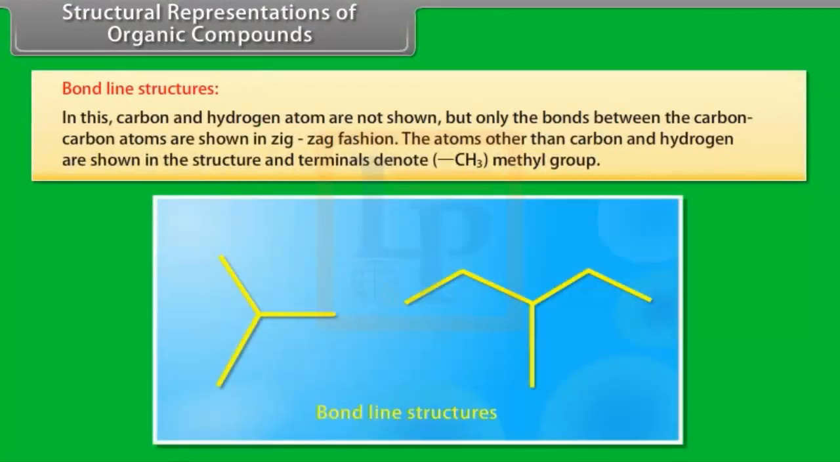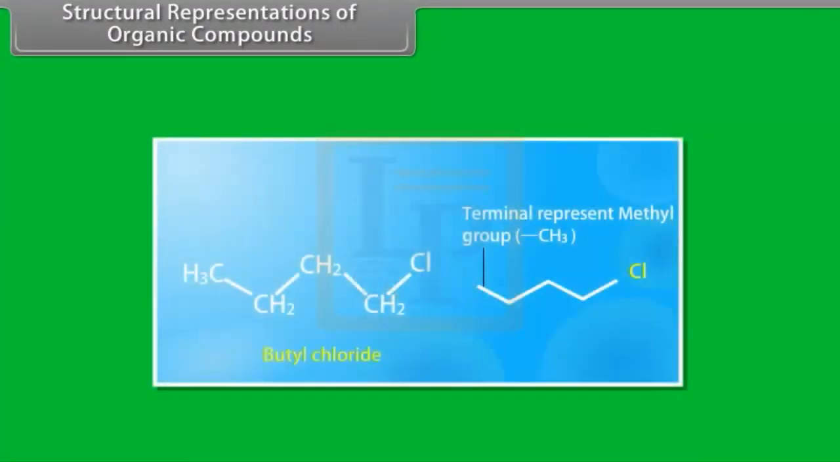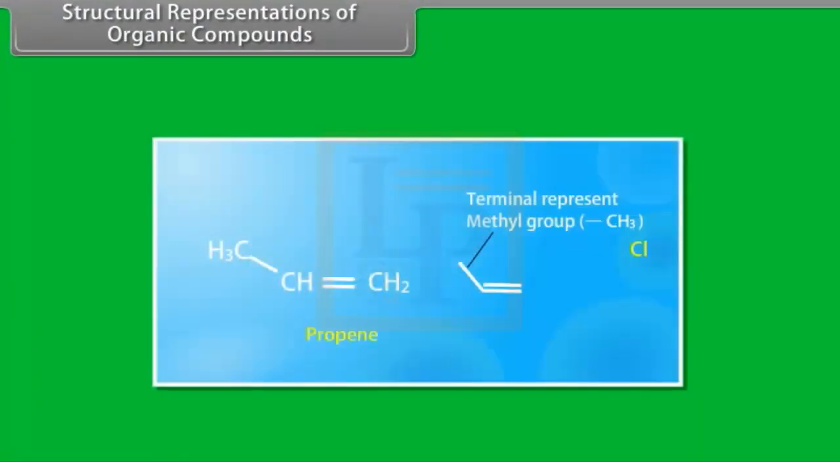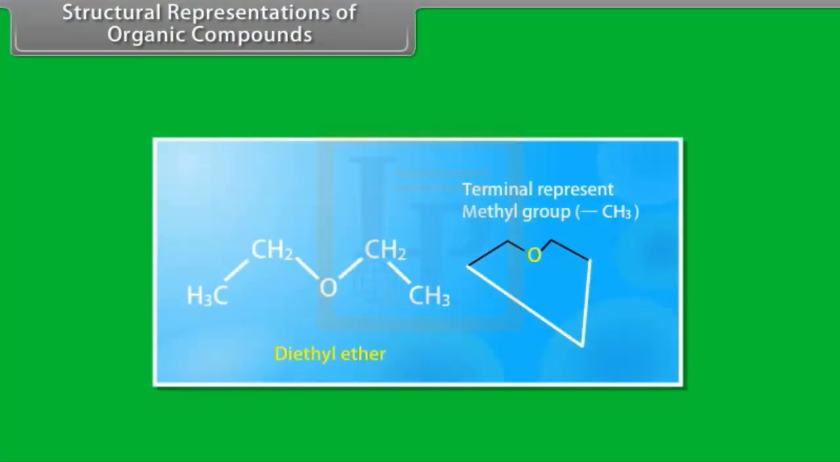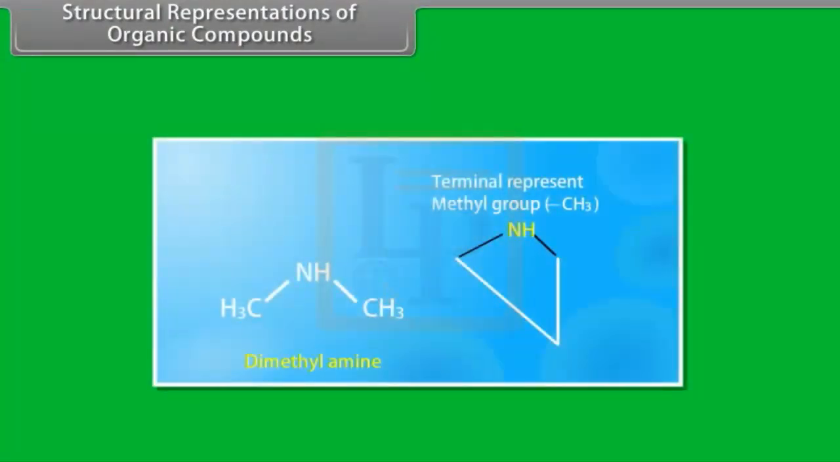In this, carbon and hydrogen atoms are not shown, but only the bonds between the carbon-carbon atoms are shown in zigzag fashion. The atoms other than carbon and hydrogen are shown in the structure and the terminals denote methyl group. For example, butyl chloride, propene, cyclohexane, diethyl ether, dimethylamine.